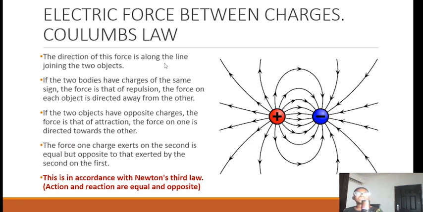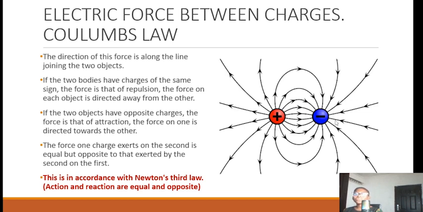The direction of this force is along the line joining the two objects. You can see now, these lines we call lines of force because they are imaginary lines. Ideally, the field flows out of the positive charge and goes into the negative charge, just like in magnetism. You know, the magnetic force flows out of the north pole and goes into the south pole. So here you can see the direction. And why are they connecting? They are connecting because they are opposite charges. If they were the same charge, they would repel each other.